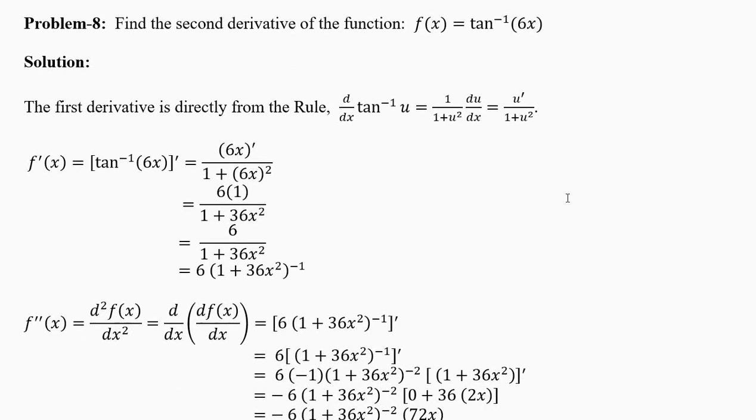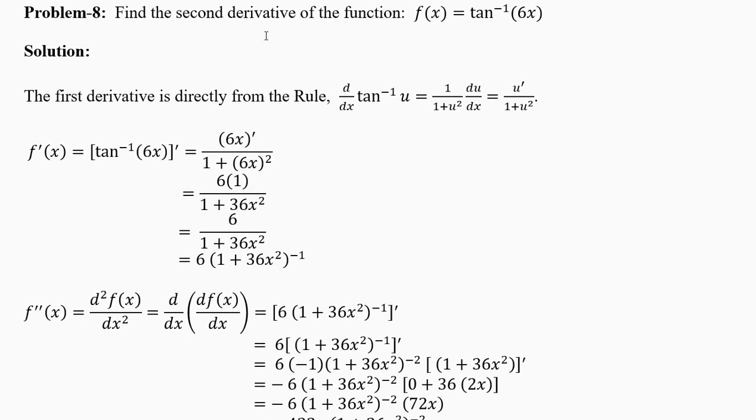Then comes the next question. This is an interesting question. Find the second derivative of the function f of x equal to tan inverse 6x. Now what's the rule for tan inverse? Tan inverse u has derivative 1 over 1 plus u squared. There is no square root. For sine and cosine inverse, you need a square root. Here there is no square root.